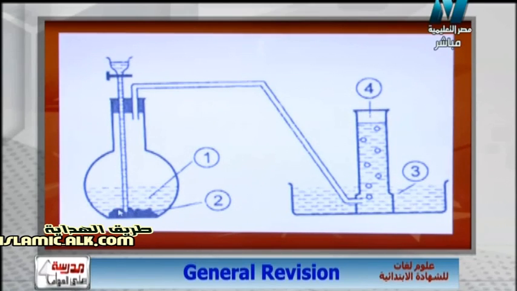Manganese dioxide هو black powder، هو يعني مسحوق أسود. Number three will be the water. I use water here in this experiment to collect oxygen because oxygen is scarcely dissolved in water. And at last number four will be the oxygen gas.